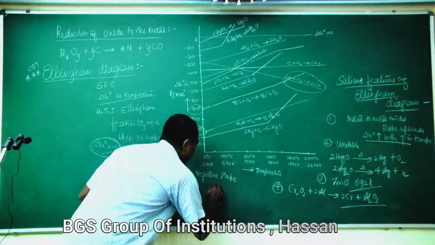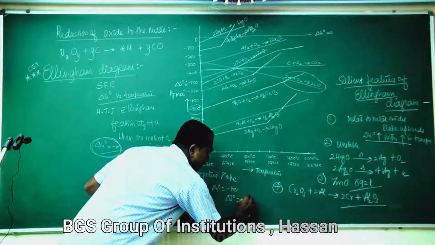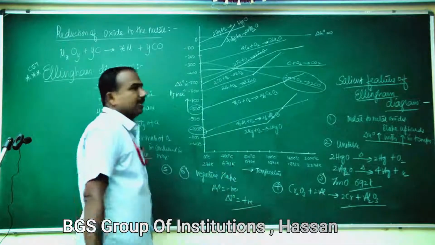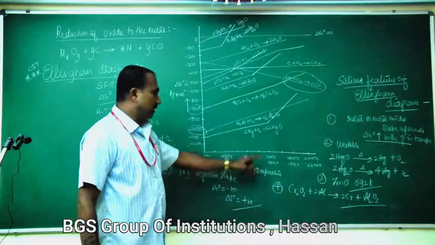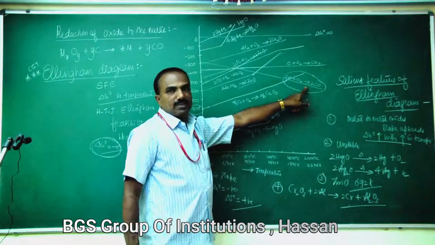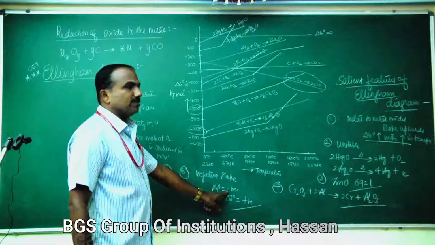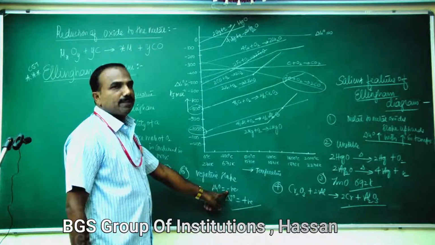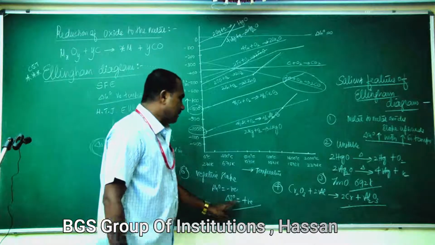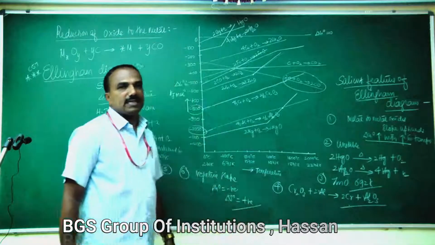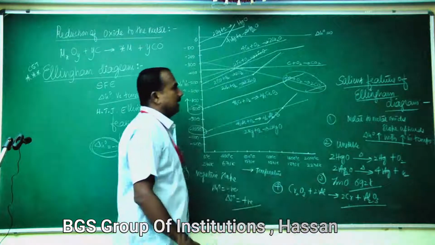Delta G naught decreases whereas standard entropy change increases. So delta S naught becomes highly positive with increasing temperature, so delta G naught becomes highly negative with increasing temperature. Therefore, they show a negative trend or downward trend.